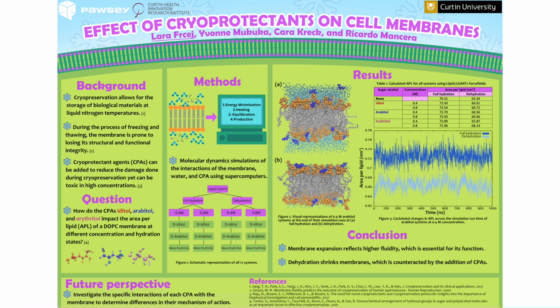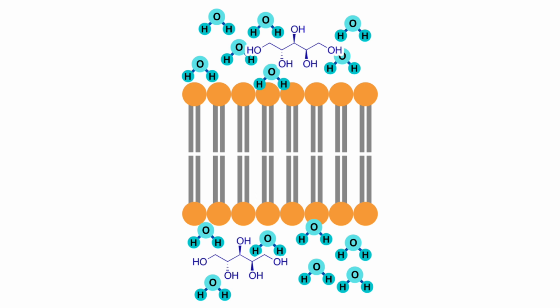We want the membrane to be fluid enough so that it can allow for the transport of molecules into and out of the cell. So how do we do this using supercomputers? We can use molecular dynamics simulations of a section of a membrane to see how all these molecules interact at a molecular level. We combine files which describe the atomic details of the membrane, water, and cryoprotectant we're studying into a single system. We can then run these systems on the supercomputer.